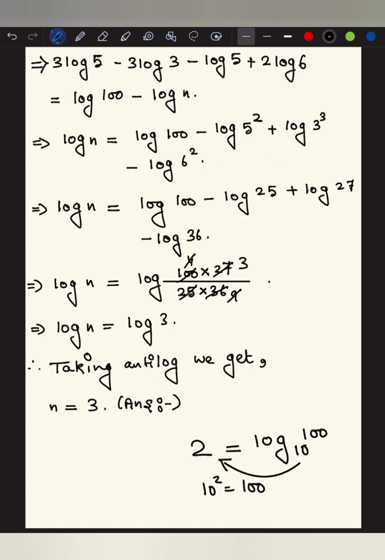Just a second. Yeah, so I have already simplified it. This 3 log 5 minus log 5 means 2 log 5. So this plus 2 log 5 comes to the other side and becomes minus 2 log 5. And this minus 2 log 5 can be written as what? Minus log 5 square. That is what I have written here. Understood?